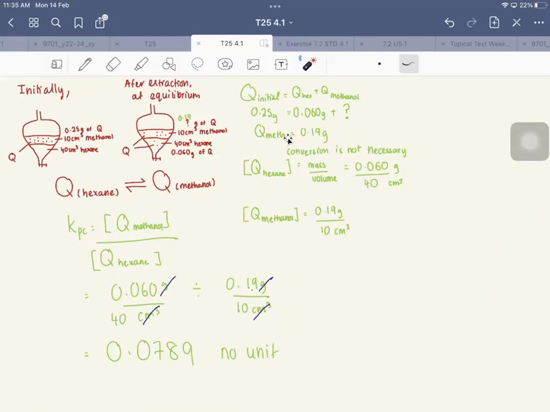I will now move on to example 9.4. So if you're done and you managed to get the answer 0.0789, please read the next question. And I will just leave this slide on for 1 more minute.